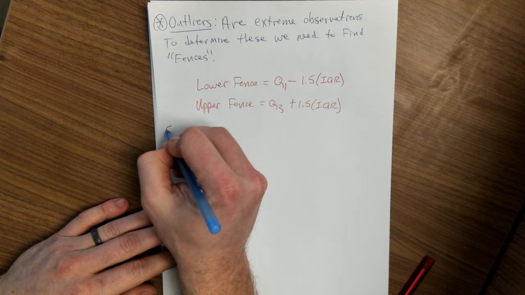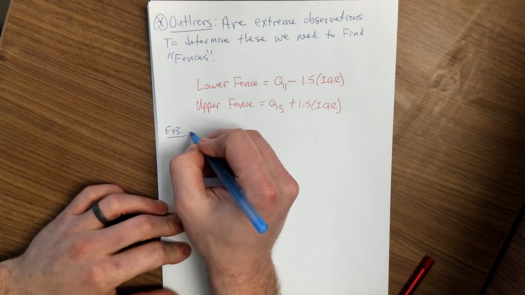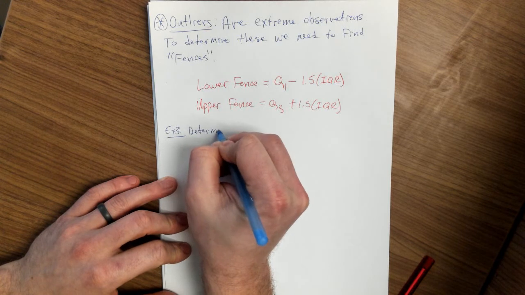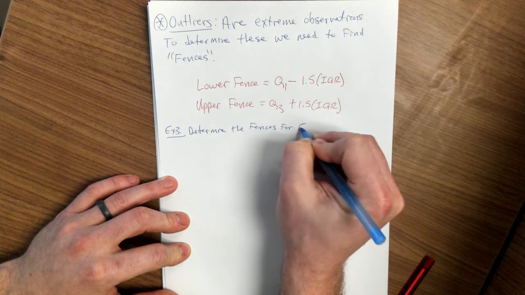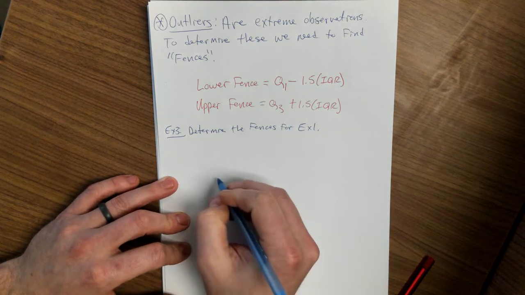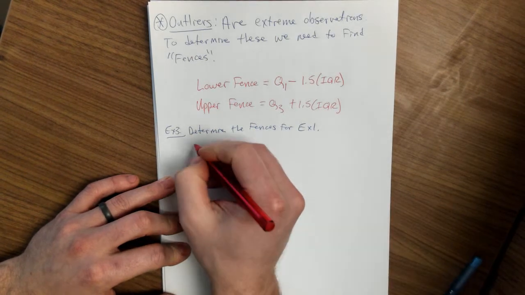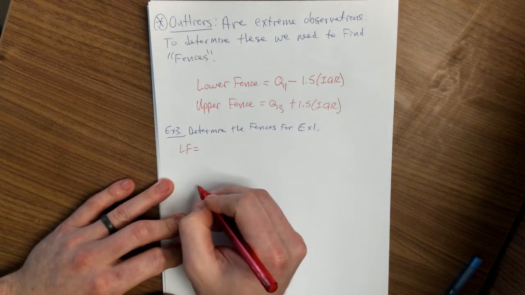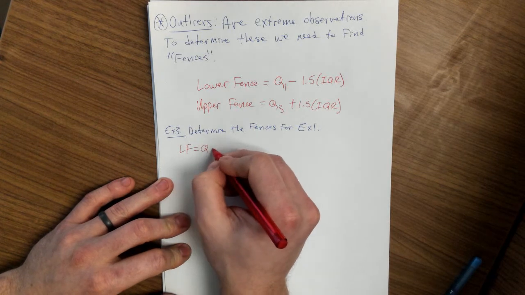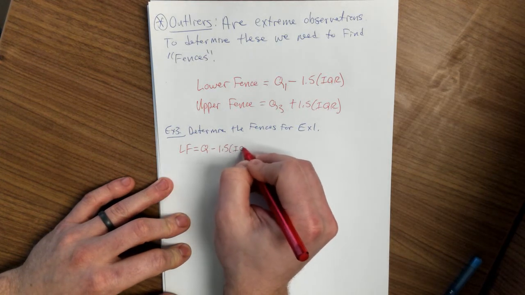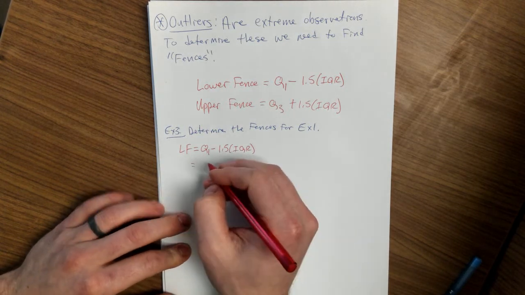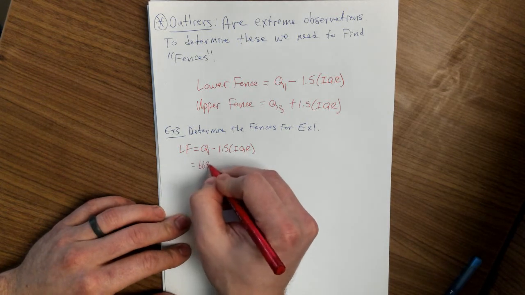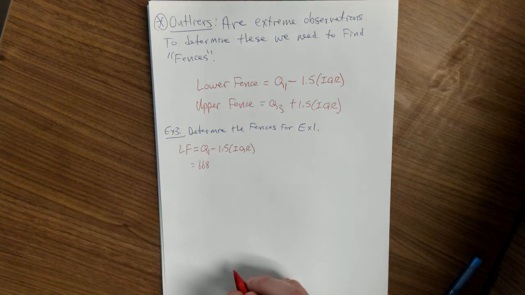Here, let's do example 3. Determine the fences for example 1. So here I'm going to label as LF for lower fence and write your formula. Q1 minus 1.5 times the IQR. And then just going to work my way down, plugging in everything that I know. Q1 is 668. And I encourage you to pause the video and try to work both of these yourself. This should be pretty straightforward here.